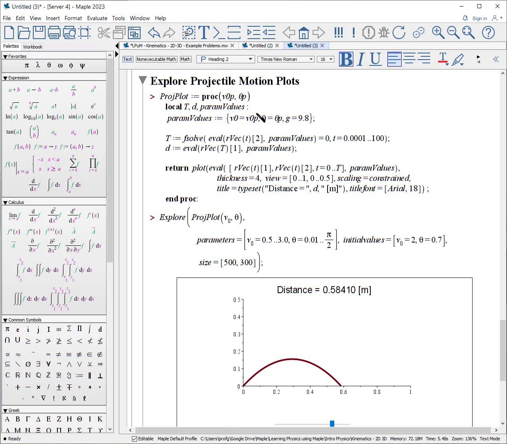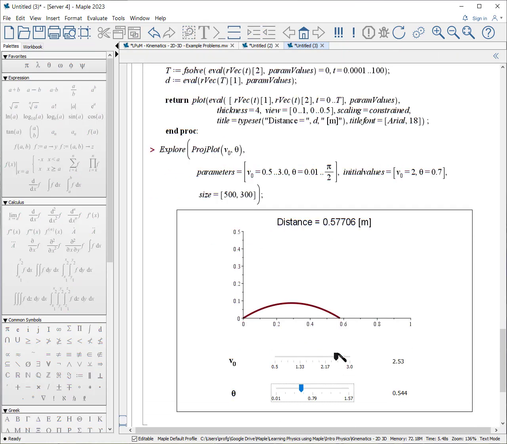As a bonus, I have made an explorer of the projectile plot, which does the process of calculating the time at which the object reaches the ground and then plotting the position x and y as a parameterized plot versus time. You can vary the initial speed and the launch angle. As you can see, the launch speed changes the distance that the object travels, as does the launch angle.